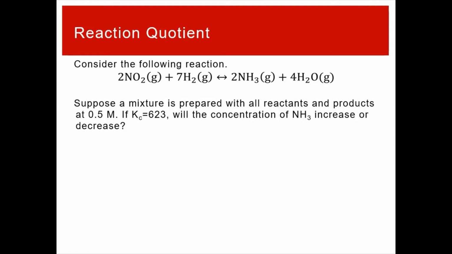Consider the following reaction: 2NO2 + 7H2 becomes 2NH3 + 4H2O. Suppose a mixture is prepared with all reactants and products at 0.5 molar. If Kc equals 623, will the concentration of NH3 increase or decrease?